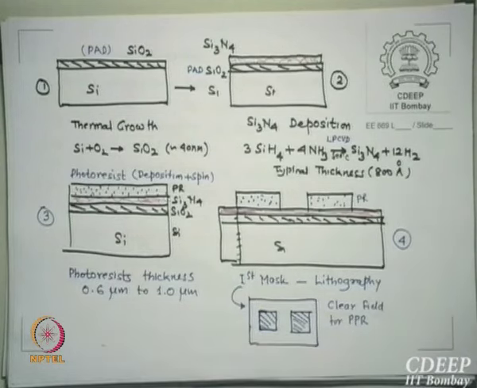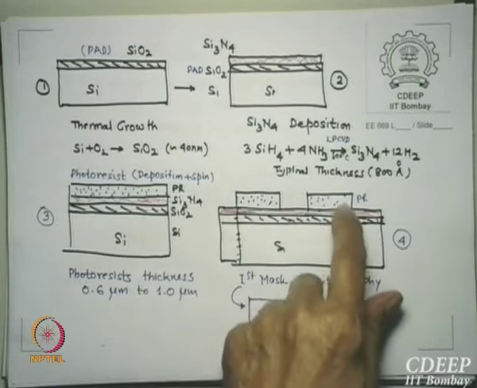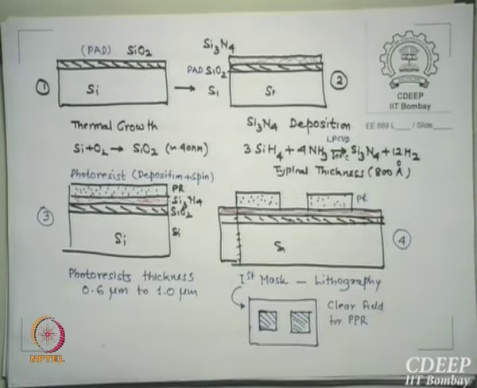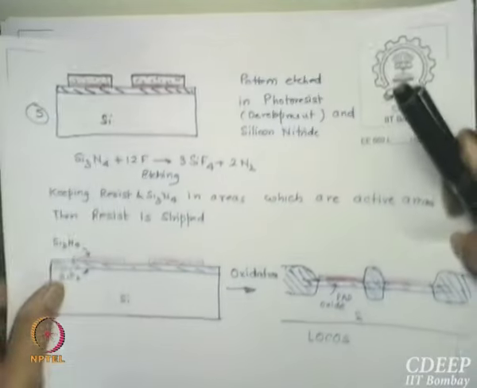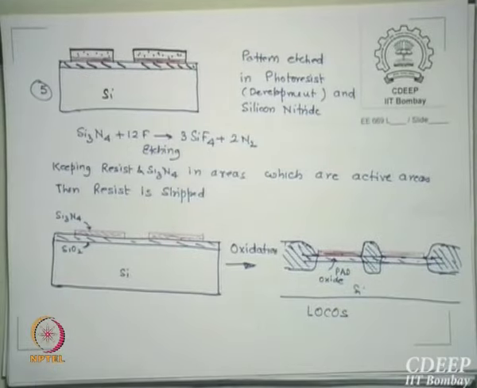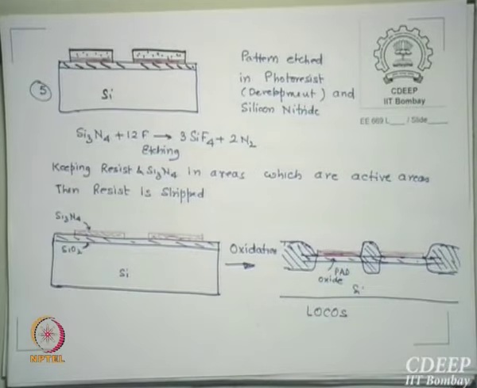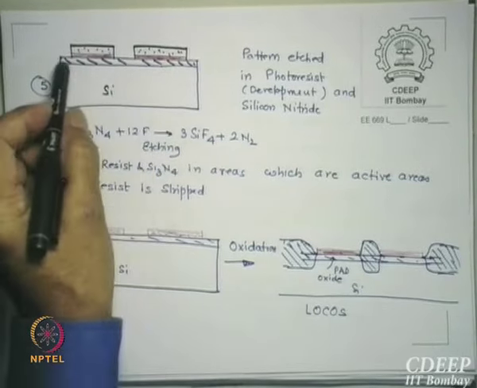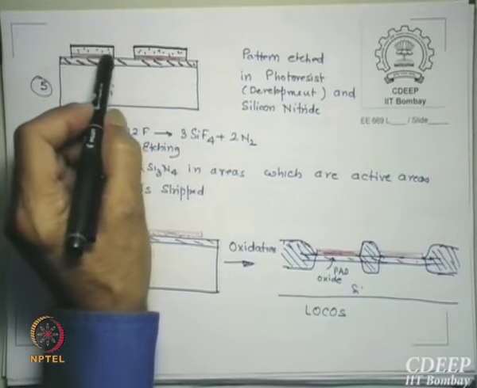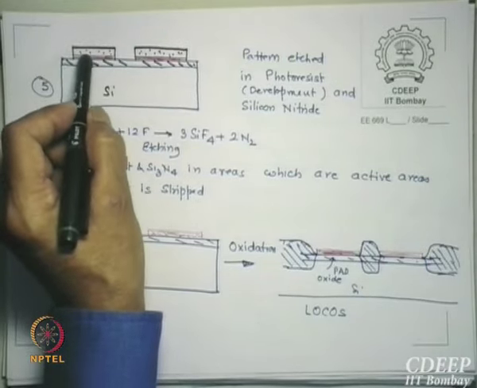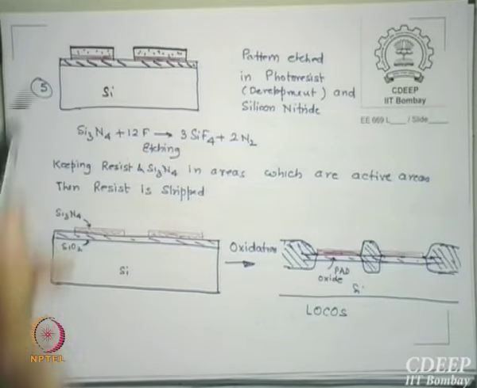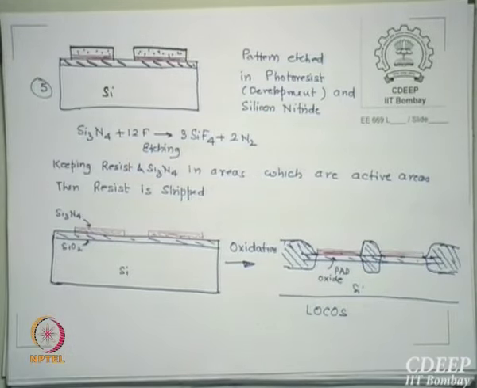The same figure is slightly better modified. In this case, I forgot, after the PPR is developed, even the nitride is etched out. So here is the fifth one. The nitride is also removed from these areas. In the areas outside the active region, I have only a thin silicon dioxide layer, whereas the active region has nitride as well as resist.